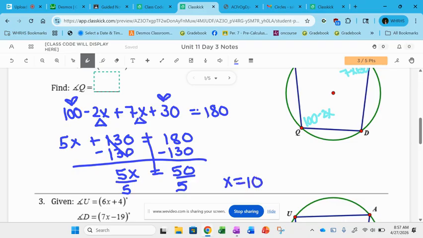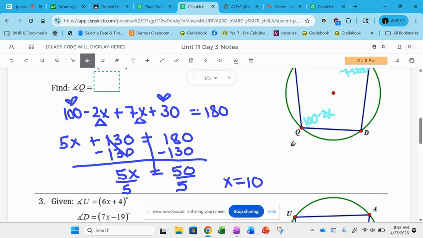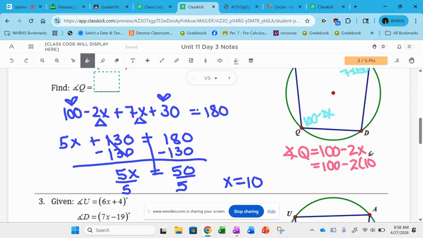Sebastian, is 10 my answer? No, what am I asking for? Angle Q. So now that I know that x is 10, what do I do to find angle Q? Perfect. So I know angle Q is 100 minus 2x. So I'm going to plug in the 10 for x. That's 100 minus 2 times 10. So that's 100 minus 20, which is 80 degrees. So angle Q is 80 degrees.